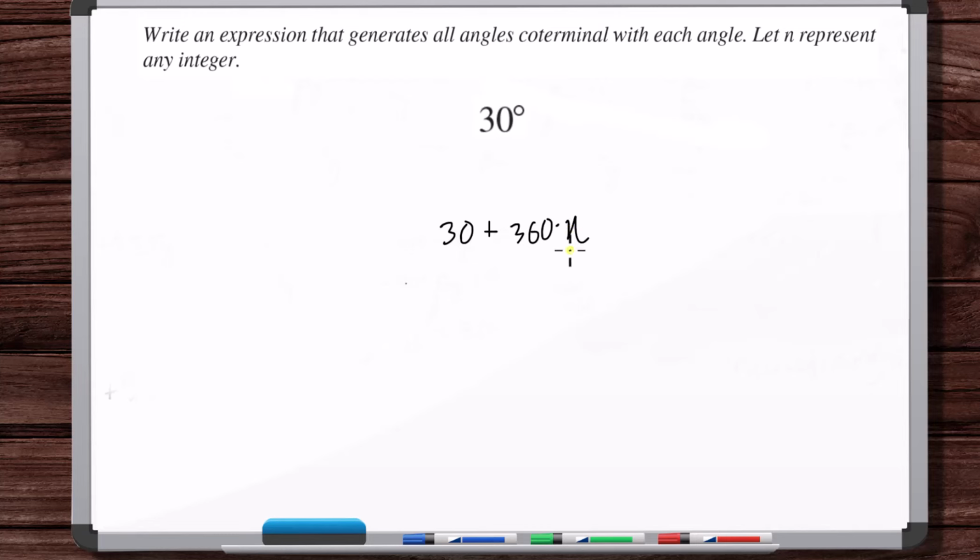But think about this. If n can be absolutely any integer from negative infinity to infinity, then here we've represented every single possible angle that's coterminal with 30, right? Because anything coterminal with 30 is going to be some whole number multiple of 360 in the positive or negative direction. And this is the exact same thing, minus 90 plus 360n. You're just adding or subtracting some whole number multiple of 360 to the angle.